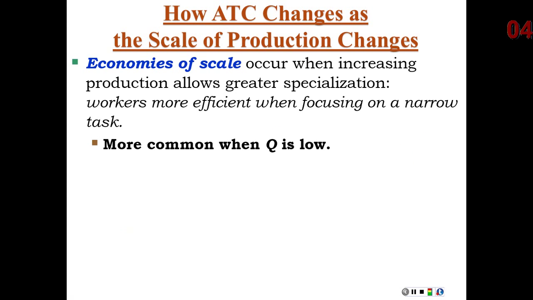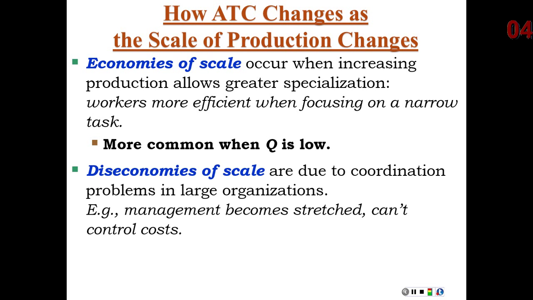Basically this just says that economies of scale is more common when quantity is low, for maybe smaller firms or firms just starting, and diseconomies of scale can be a little bit more true when quantity is large, companies are large, management becomes stretched, it's hard to control costs, there can be coordination issues, and so on.